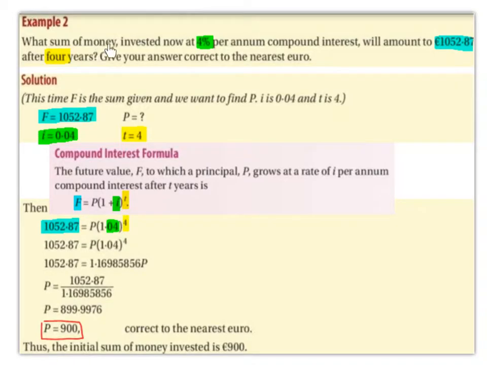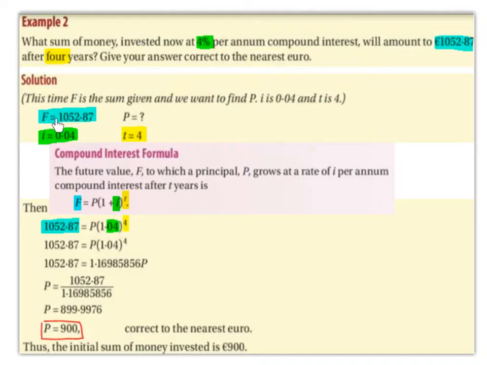What sum of money invested now at 4% per annum compound interest will amount to €1,052.87 after 4 years? Give your answer correct to the nearest euro. This time F is the sum given and we want to find P. We want to find the principal amount. I is 0.04 and T is 4.